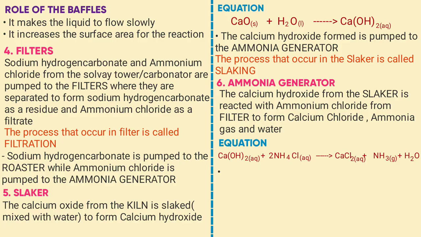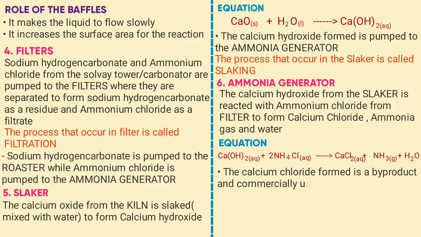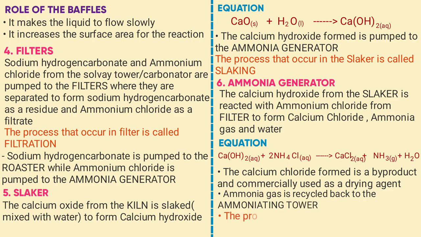Now the calcium chloride is formed as a byproduct, so it is emitted outside. That is commonly used as a drying agent. Ammonia is recycled to the ammoniating tower. The process that occurs in the ammonia generator is called ammonia regeneration.